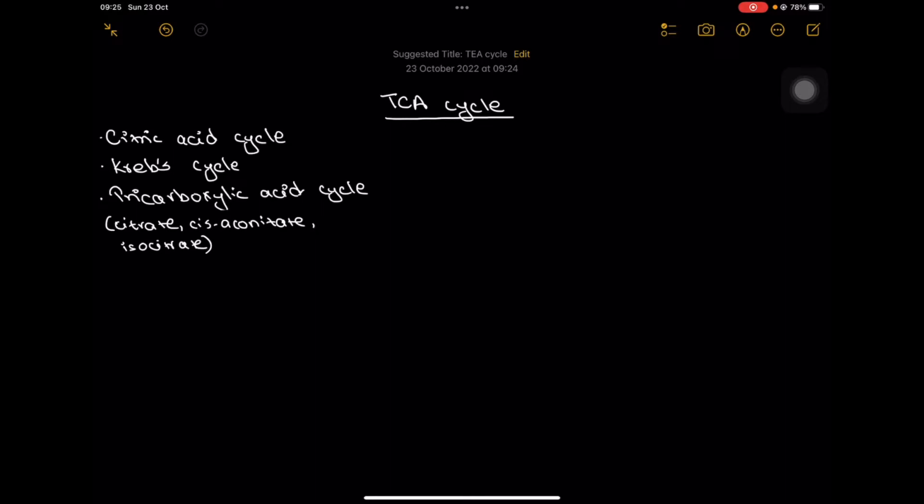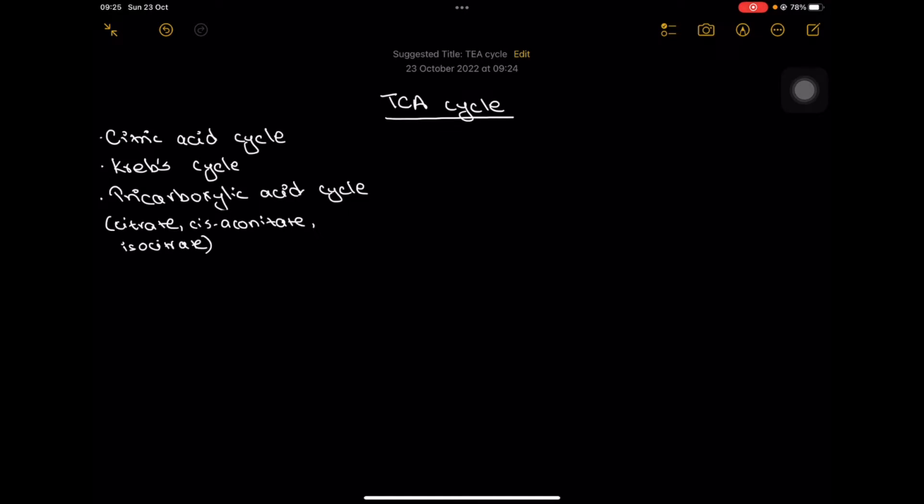TCA cycle has three different names. First one is citric acid cycle, second is Krebs cycle because Hans Adolf Krebs proposed this cycle, and third is tricarboxylic acid cycle because citrate, cis-aconitate and isocitrate, all three are participants of the TCA cycle, so it can be called the tricarboxylic acid cycle.